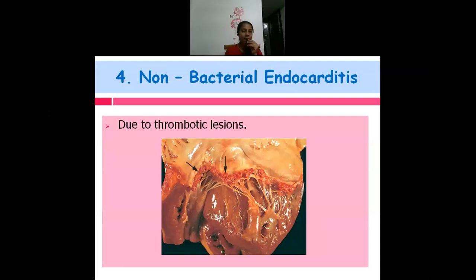In pathophysiology I will tell in detail how this thrombus is formed. So here non-bacterial endocarditis means it is not occurring because of the bacteria, but because of some other reason, that is the thrombus formation or clot formation. Here in the figure you can see some vegetation, some lesions, that is actually of non-bacterial endocarditis.